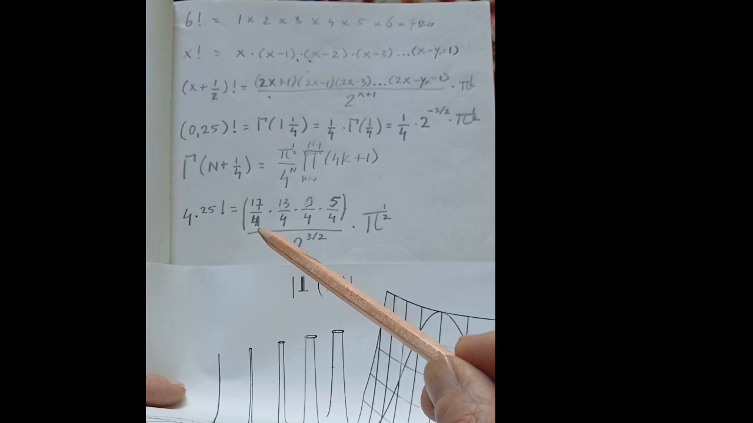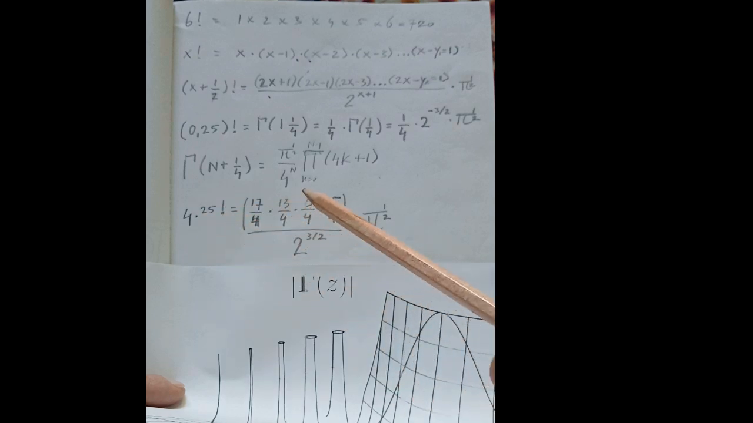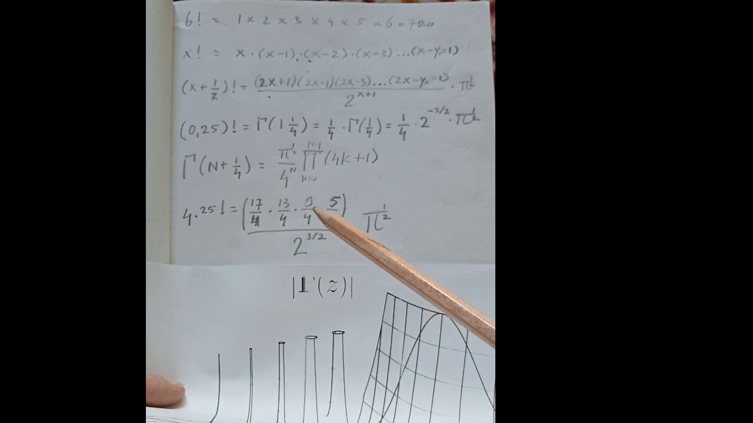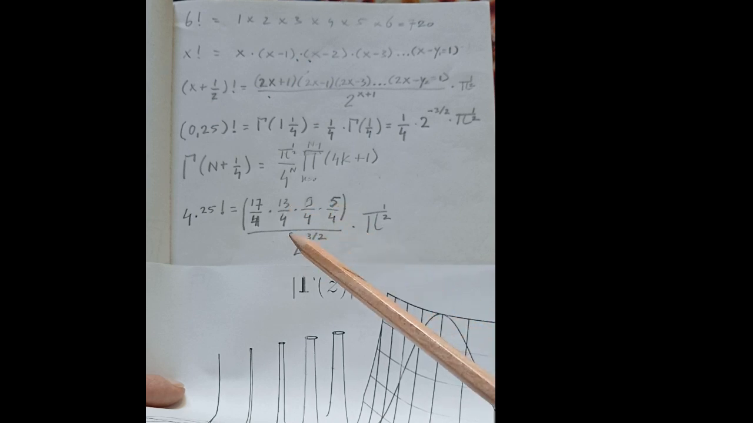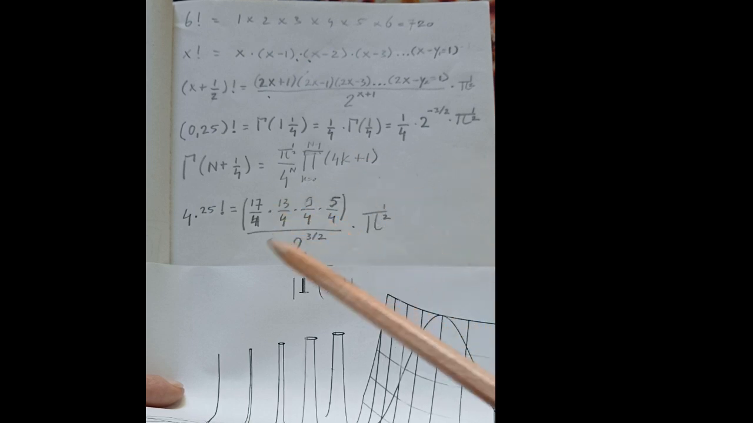4.25 factorialized is 17 divided by 4, 13 over 4, minus 4 is 9 over 4, minus 4 is 5 over 4, and minus 4 it will be 1/4, but you don't do that because 1/4 is lower than 1. You don't want to go there. Divided by 2 to the power 3/4, like was said over here. That crazy number is from the computer, but it is correct.